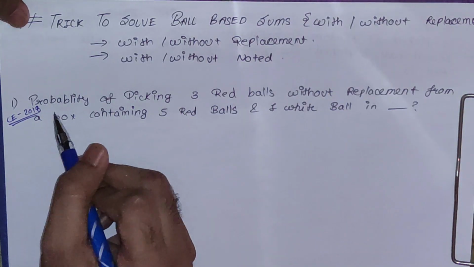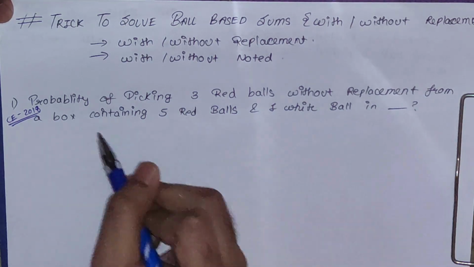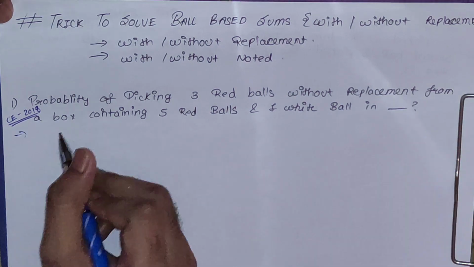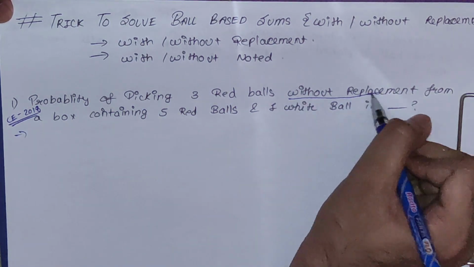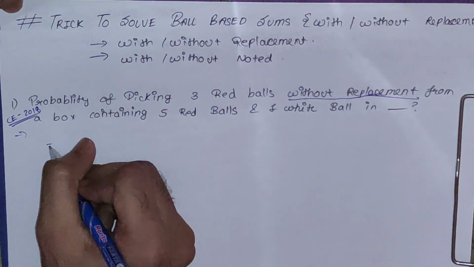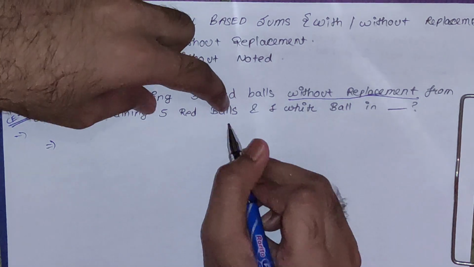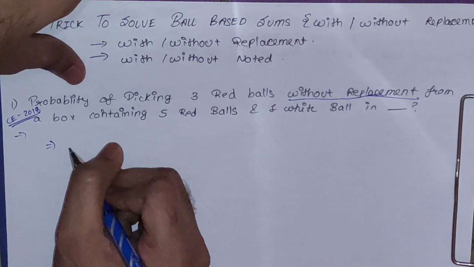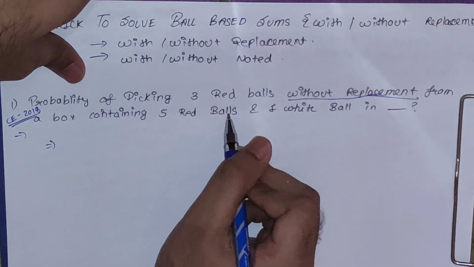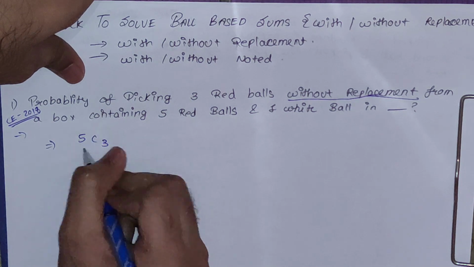This is of CE 2018. Probability of picking 3 red balls without replacement from a box containing 5 red balls and 1 white ball. So you can see this sum is of the without replacement type. The best way to solve this type of sum: you have to get 3 red balls. We know the total is 6 balls, and among these 5 are red balls. So we are going to select 3 red balls from 5 red balls, right? 5C3.